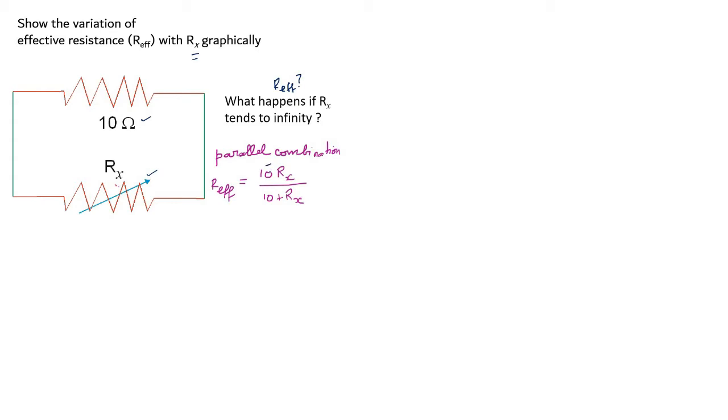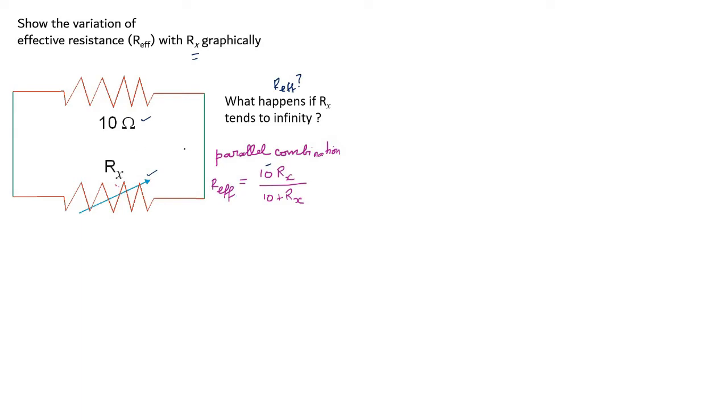Otherwise, in general, if two resistors are connected in parallel, say R1 and R2 connected in parallel, then we will have 1 by R effective equal to 1 by R1 plus 1 by R2, or you can simply write as R1 R2 by R1 plus R2 as the effective resistance formula. But here it is 10. The other resistance is Rx. So 10 Rx by 10 plus Rx is the effective resistance of this combination.